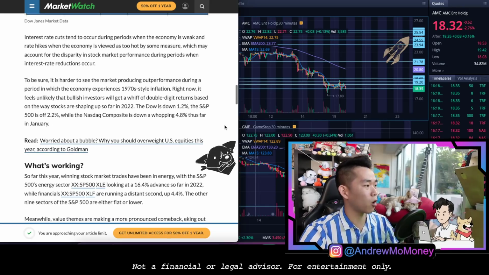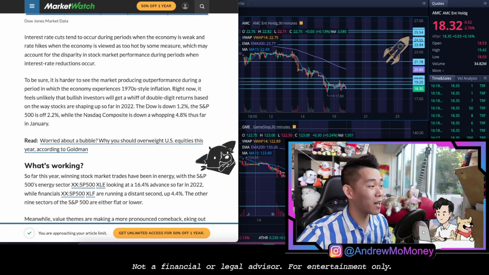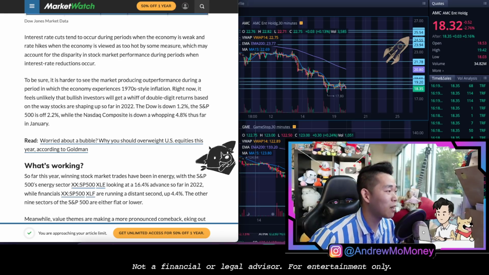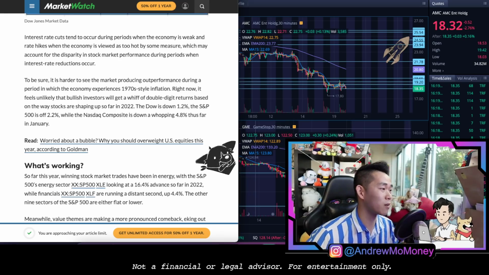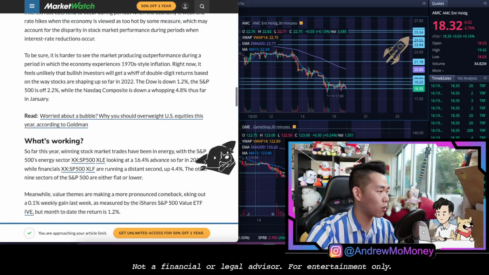To be sure, it is harder to see the market producing outperformance during a period in which the economy experiences 1970s style inflation. Right now, it seems unlikely that bullish investors will get a whiff of double-digit returns based on the way stocks are shaping up so far in 2022. Dow is down 1.2%, S&P 500 is off 2.2%, while the NASDAQ composite is down a whopping 4.8% thus far in January. So what's working?